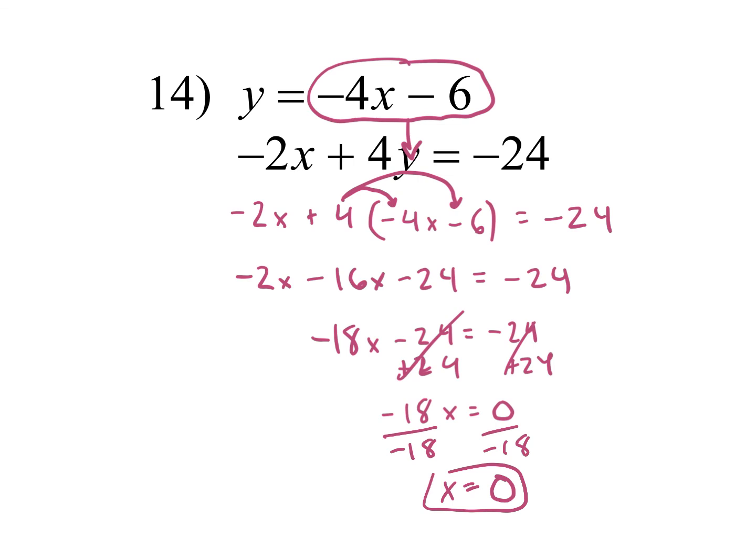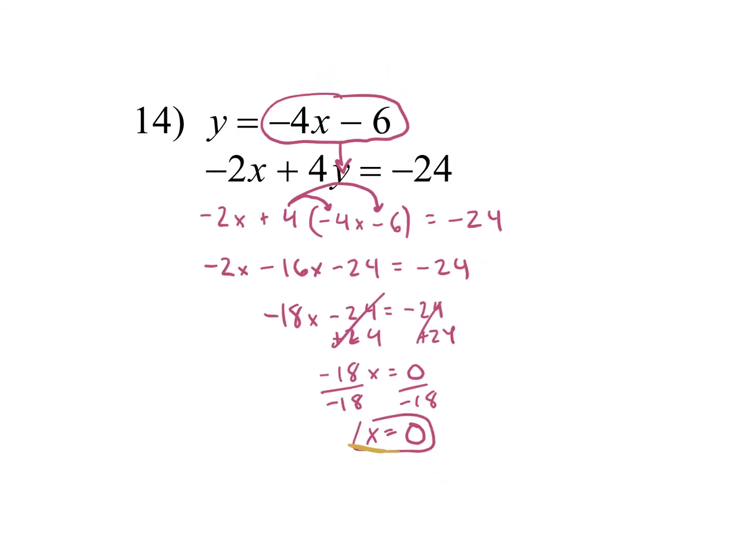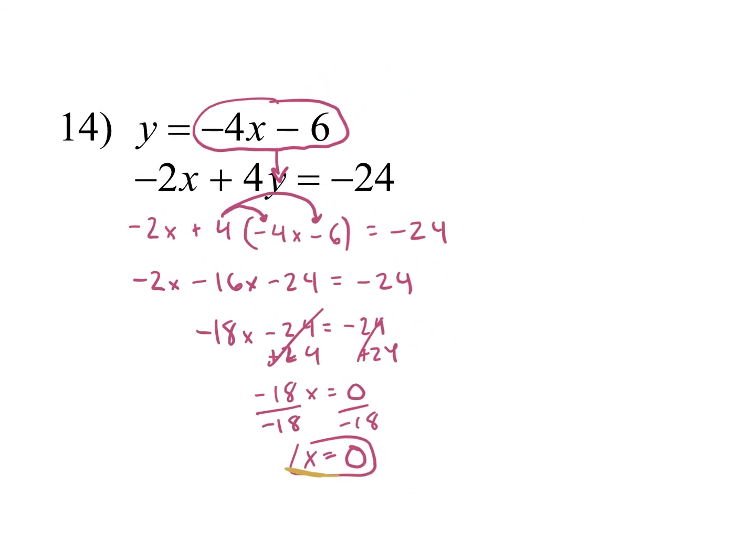That's one of my answers. How do I find y? Plug in 0 for x. You could plug it into the first or the second. Just make sure you're plugging it in for x. So which one do you want to plug it into? Let's plug it into the first. So I have y is equal to -4 times 0 minus 6.